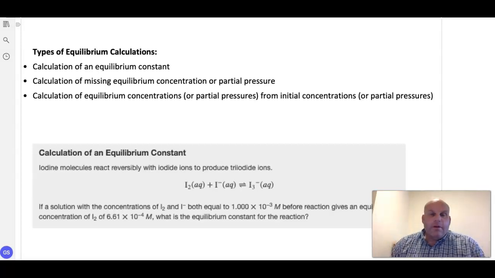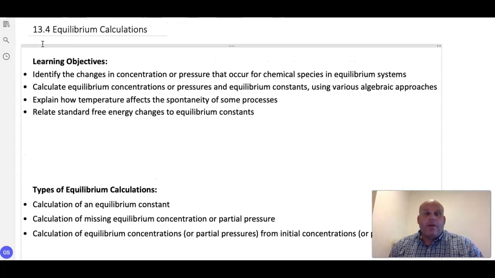Hello, Mr. Simpson here with our last recording for Chapter 13. This is 13.4, Equilibrium Calculations. At the top here, you'll see our learning objectives. Please take a moment to pause the video and write these in your notes.